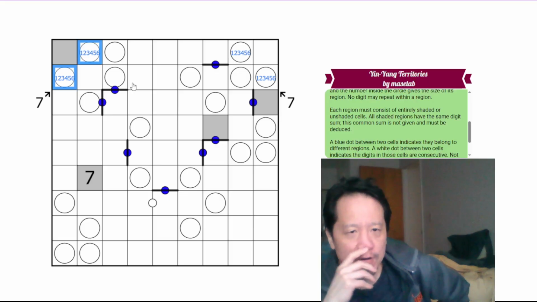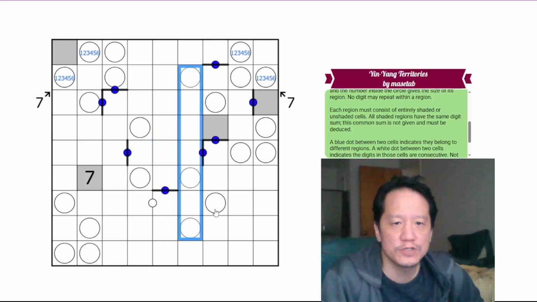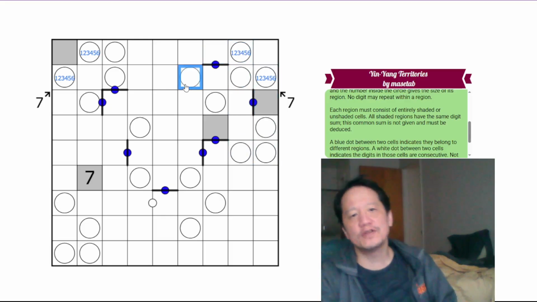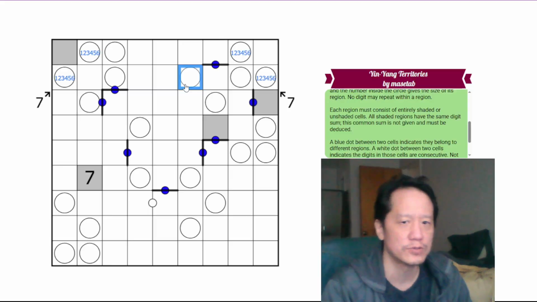I need to figure out how many circles we have. We have 1, 2, 3, 4, 5, 6, 7, 8, 9, 10, 11, 12, 13, 14, 15, 16, 17, 18, 19, 20, 21, 22. So 3, 7, 9, 11, 14, 16, 19, 22. So we definitely have 22 regions, which are the Yin-Yang territories.